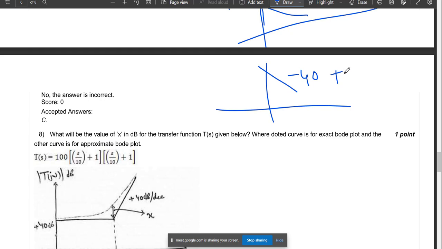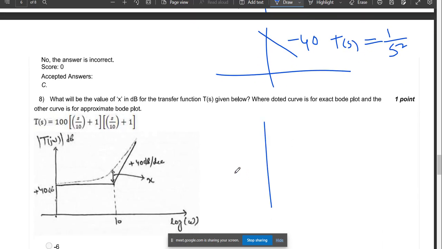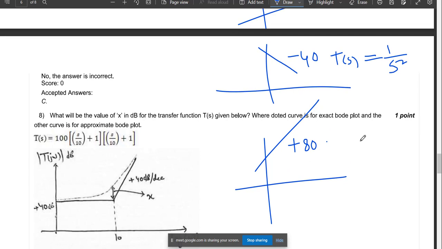Our Bode plot is something like this, not transfer function. If our Bode plot is something like this, then the transfer function is 1 upon s square, right? Similarly, let's say our transfer function is something like plus 80 dB per decade, right? Then this means our transfer function is how much? S cube. No, s to the power 4. Okay, got it?